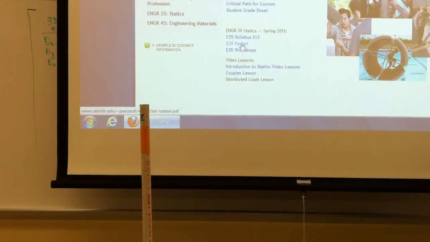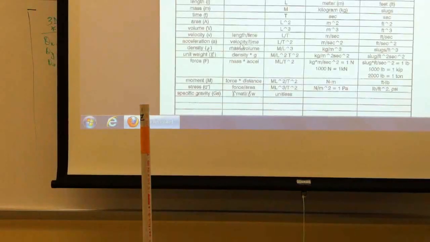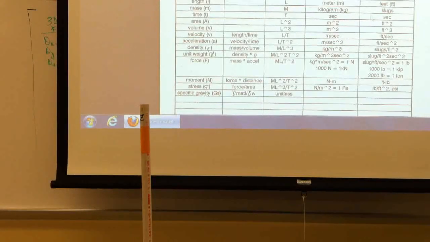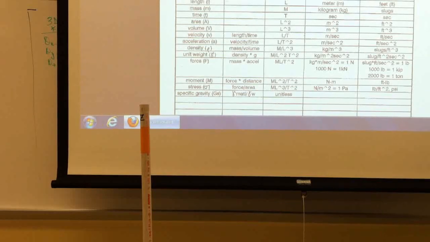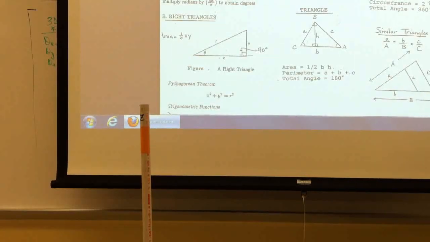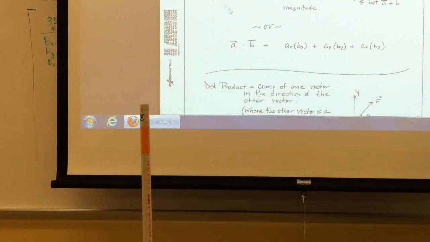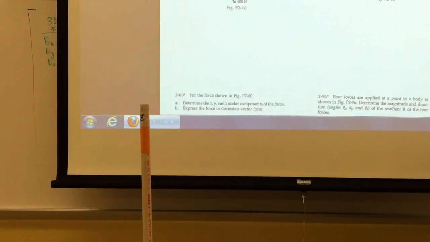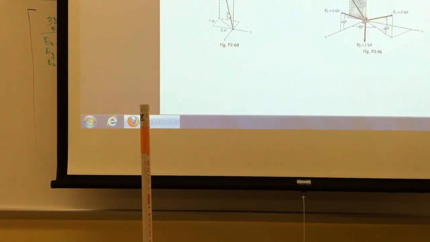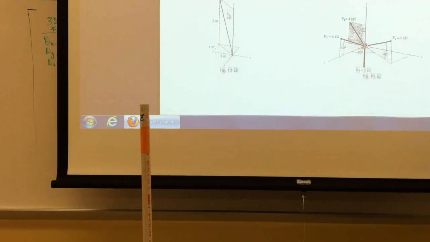But in the meantime, what you want to see is the packet. The packet gives you different units we deal with in statics, and we'll look at that on the first day of class, and different math that is important, geometry and trig. Trig is so critical in statics, so if you're a little rusty on trig, definitely practice. And then it moves into information about what the dot product is, which we talked about already. And then it goes into these 4 problems that we worked through already.